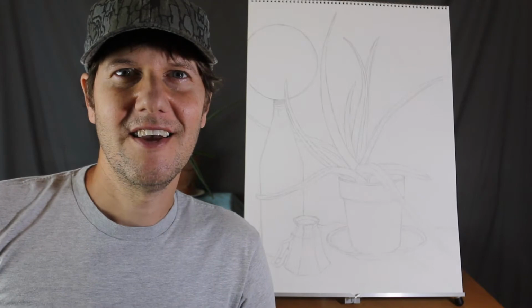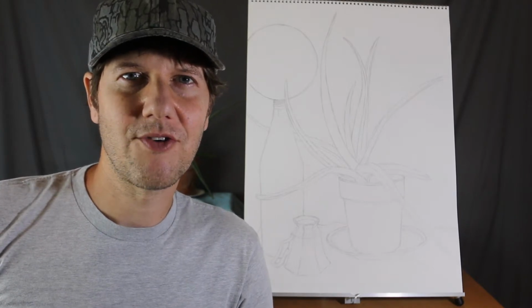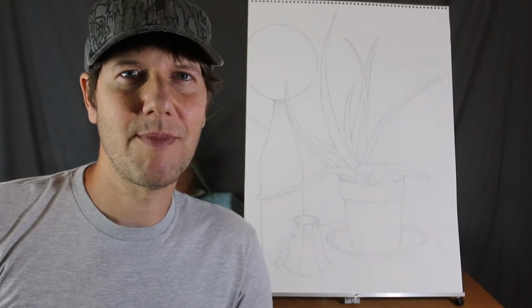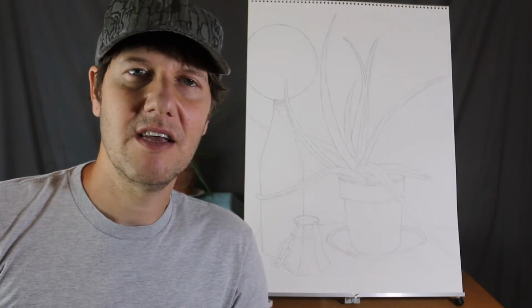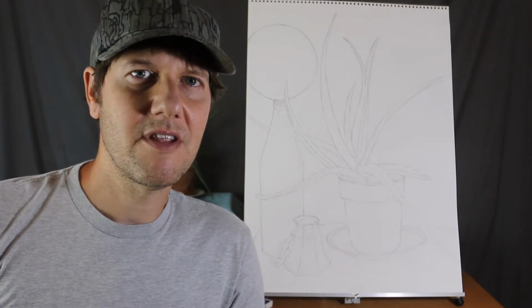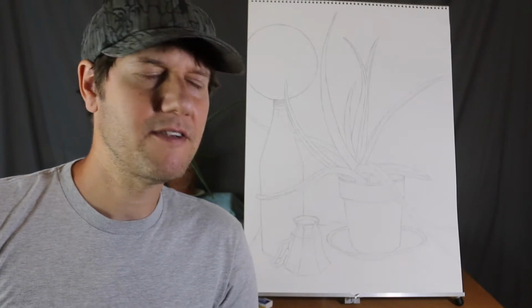Alright, drawing class. Now that you've finished your contour line drawing, what we're going to do is divide out the positive and negative space. I want us to identify what the positive space is and divide it out from the negative space. So let's look at what the positive space is.